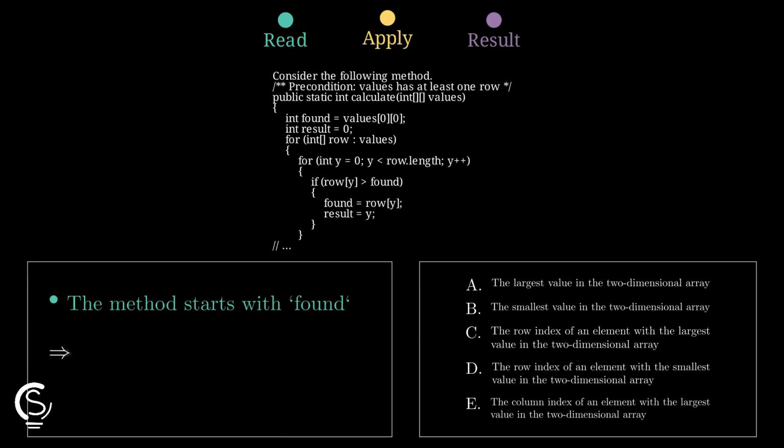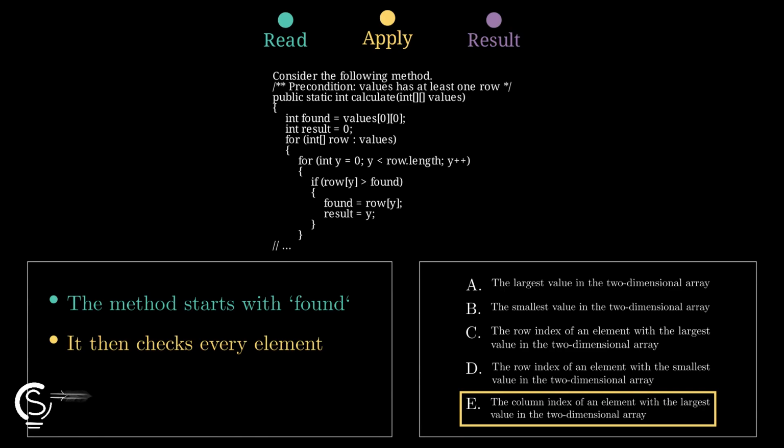When a larger value is found, the code updates result to equal y. Since y is the column index, option E is our final answer.